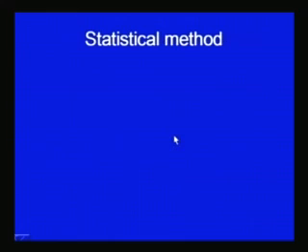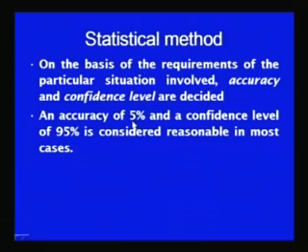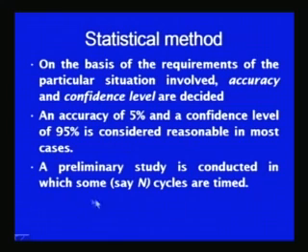Here, another method used for determining the number of observations to be carried out for each element or for the work cycle is the statistical method, and this is the third method. On the basis of the requirement of a particular situation, the accuracy desired and the confidence levels required in the observed time values are decided. An accuracy of 5% and a confidence level of 95% is generally considered most reasonable in most cases.